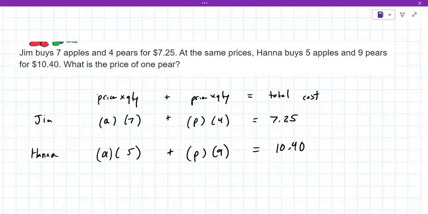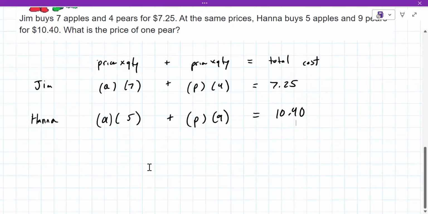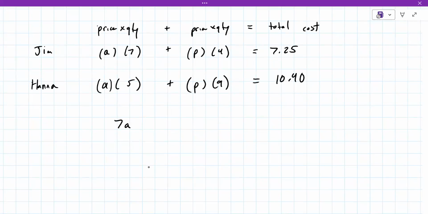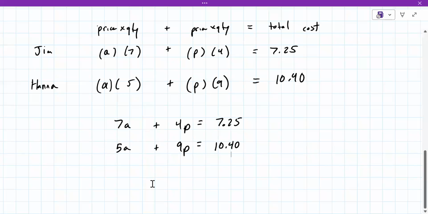Really good. Now it's a little awkward because the number almost always precedes the variable. So we're just going to rewrite each equation. 7a plus 4p equals 7.25. 5a plus 9p equals 10.40, like that. All right, now it wants you to find the solution using Cramer's method.